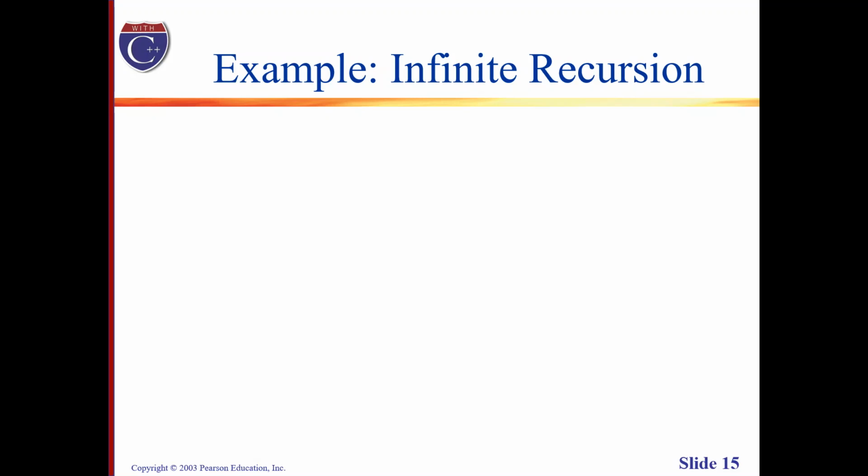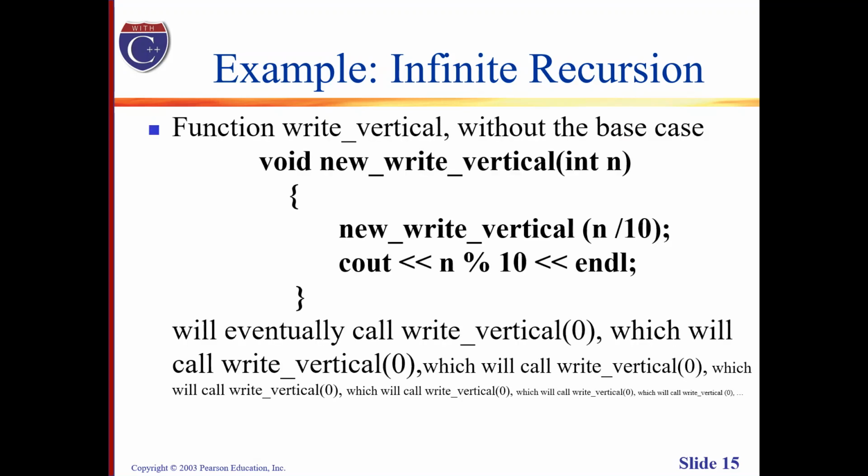Here's an example of an infinite recursion. For example, we have the same function name, but without the base case. As we can see here, this will eventually call right vertical with an argument of 0, and of course, it will keep on calling the same function with the same argument, and of course, it will never end.